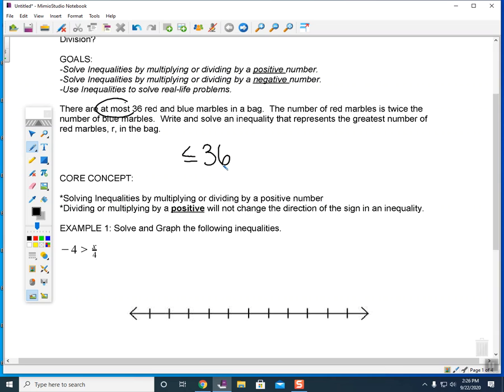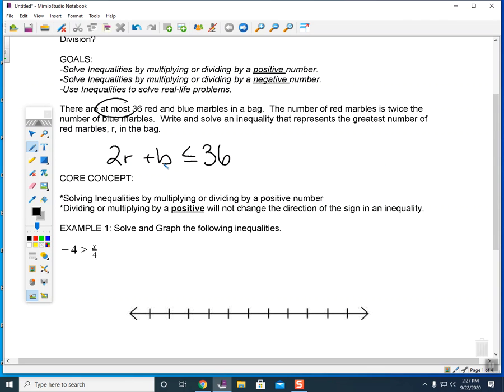The number of red marbles is twice the number of blue marbles. I'm going to write and solve an inequality that represents the greatest number of red marbles in the bag. There are twice as many red ones as blue ones, so I'm going to have 2r plus b, double my red plus my blue, has to be less than or equal to 36.